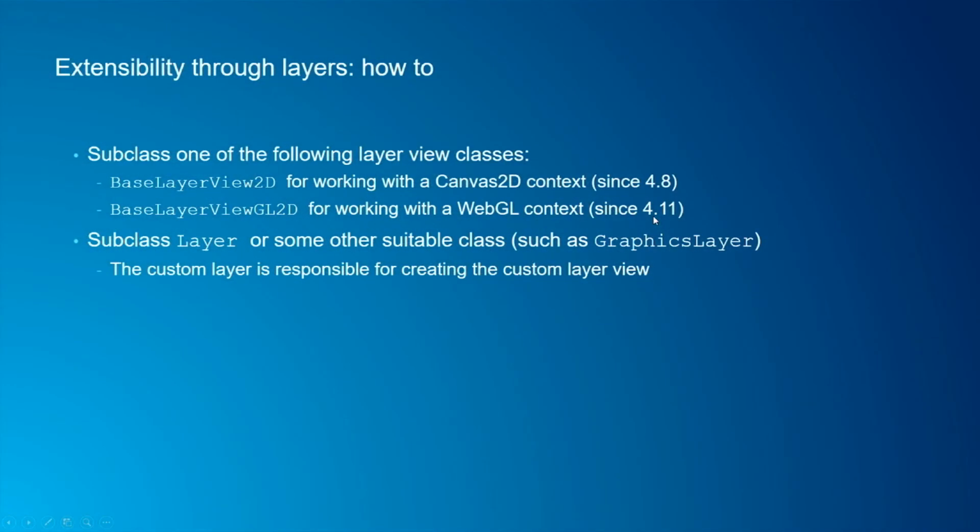Visualizations like these that take advantage of and integrate with the map view are made possible by an extension API based around the concept of custom layer views and custom layers. To create a custom layer view, the developer starts by subclassing BaseLayerView2D or BaseLayerViewGL2D, and then must subclass Layer or some other suitable layer class, such as GraphicsLayer, to create a new instance of the custom layer view. In this talk, we'll be focusing on WebGL and subclassing BaseLayerViewGL2D.